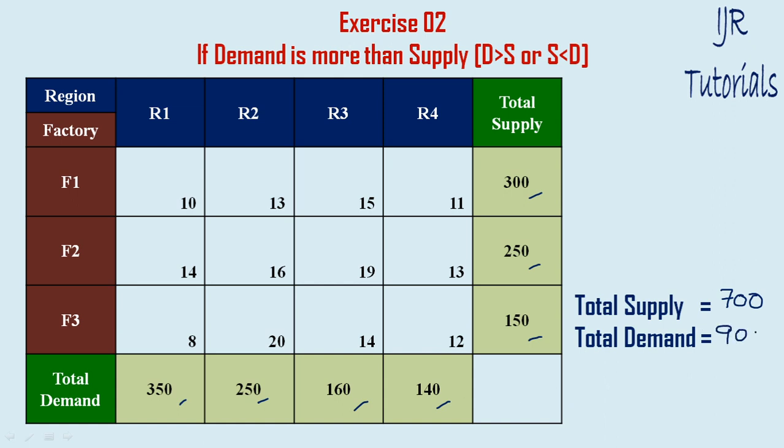That means in this case supply is less than demand, or demand is greater than supply. How much greater? 200. That is 900 minus 700. So in this case we have to add a dummy row. So how to add a dummy row?